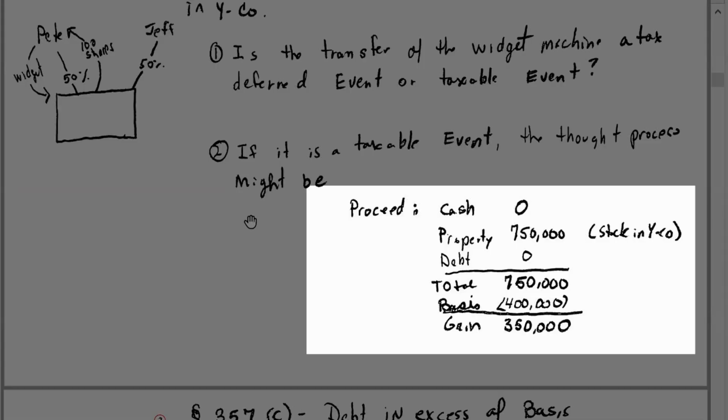Okay, so the cash was 0. Property, which was stock received in the corporation, was $750. Debt relief was 0. Total proceeds is $750. Basis was $400. I have a $350,000 gain because it was diagnosed as a taxable event.